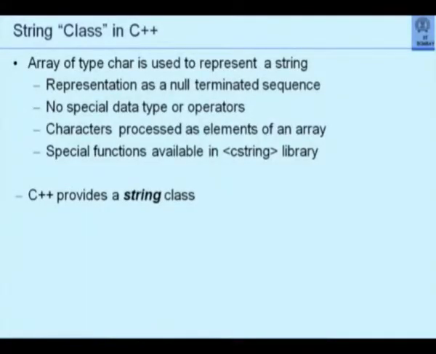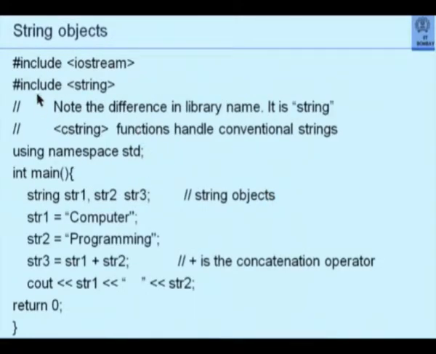Let us look at some examples. String class, that is the name of the class. So the library that you use is not C string. You have to say include string. The string class itself is defined in C++. So let us see the definition. You say include string here. String means get the string classes of the C++ library. I want to use them.